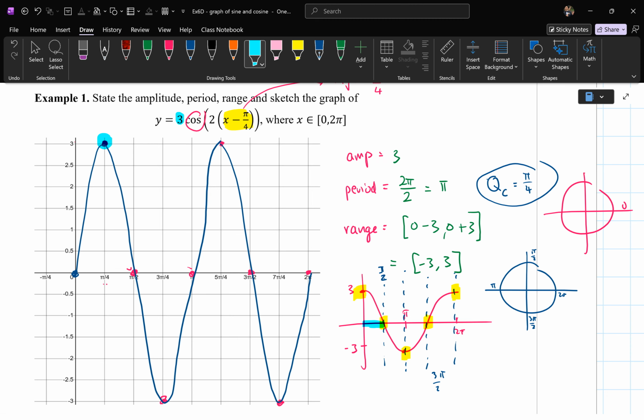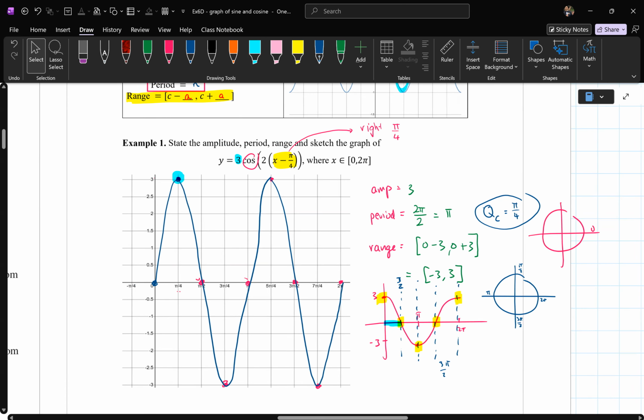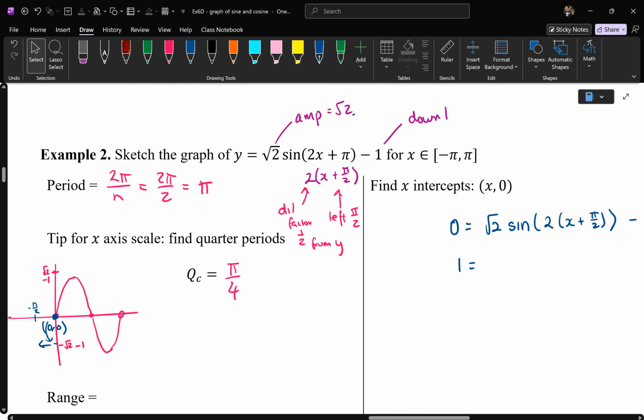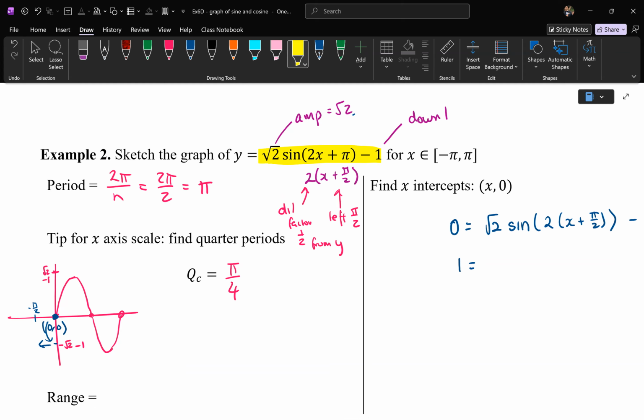Then I do the same thing again. From this point, I add 3 pi on 4 plus another pi on 4, and I should get to the middle. And then the max, middle, min, max, and you can keep going. So it doesn't matter what type of graph I give you. I can even give you the one on the next page. This one is the full transformation. It has amplitude, dilation from the y-axis, and vertical and horizontal translation.